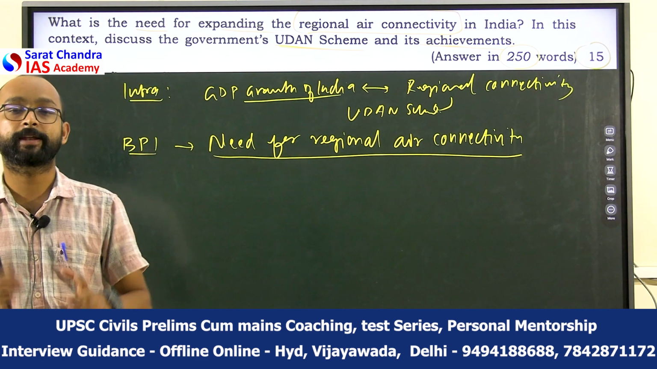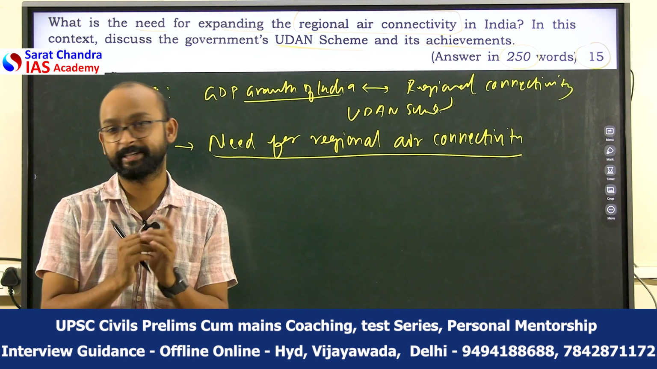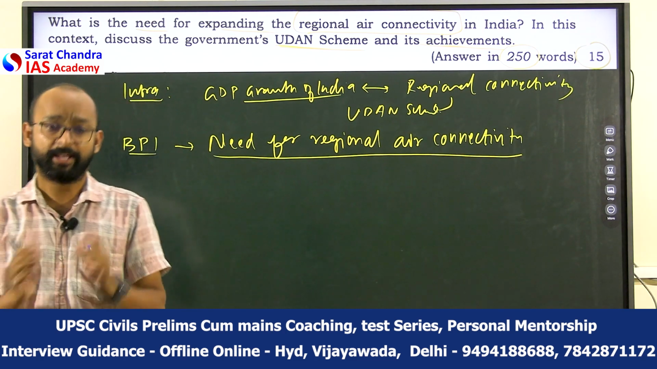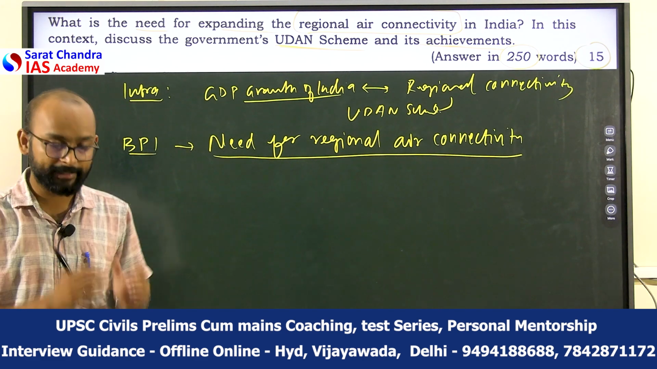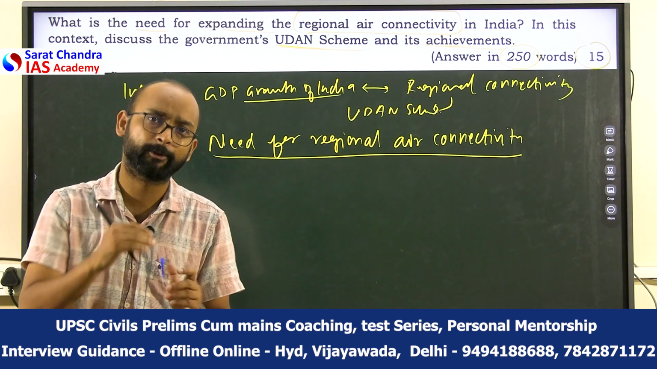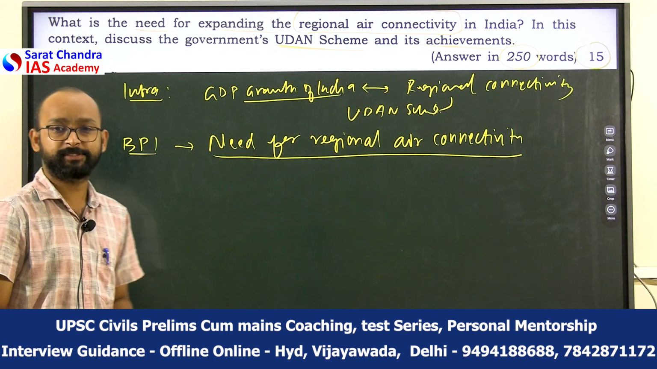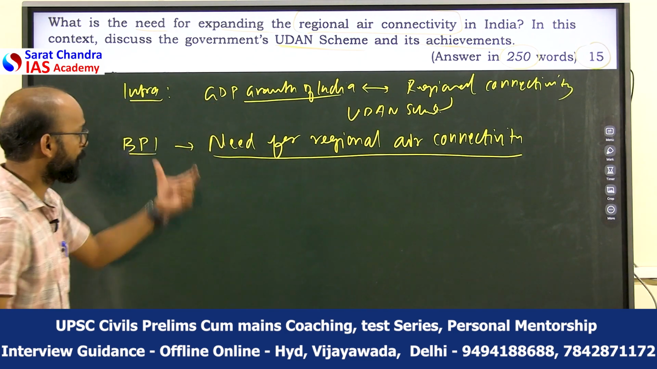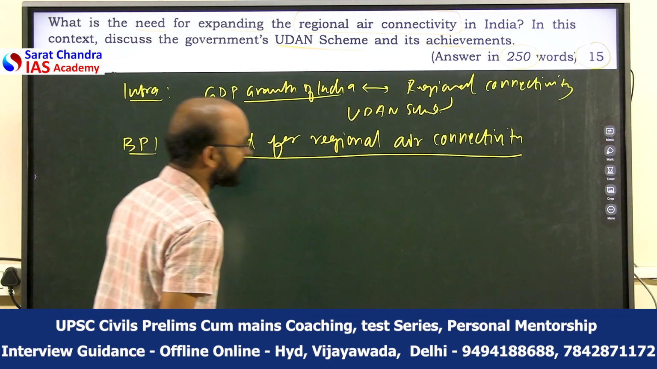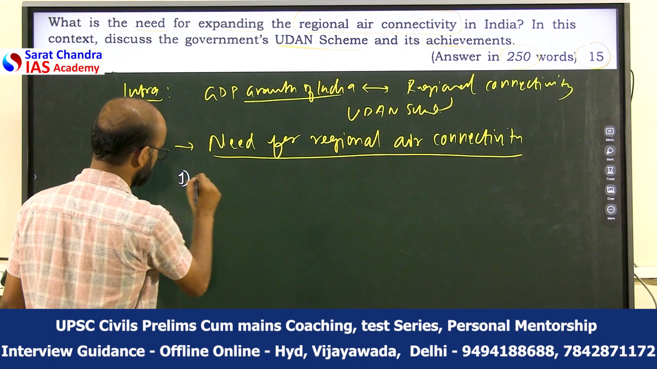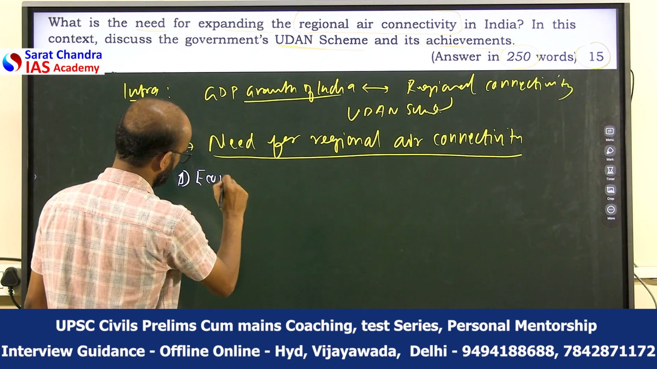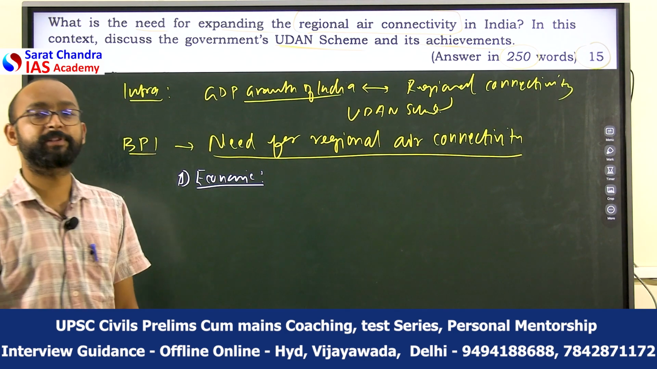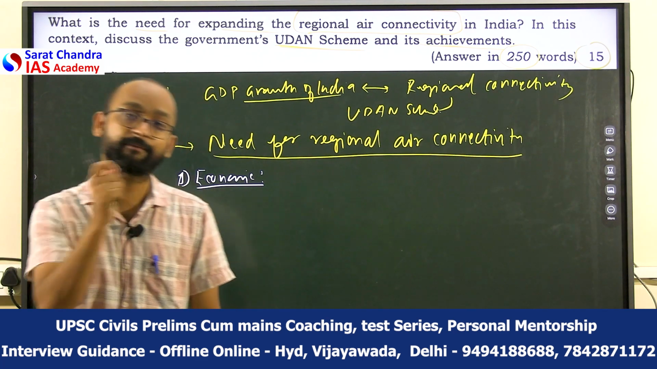The second approach can be the dimensional approach, the GS based approach. You can write the economic need, social need, security point of view need, and disaster management need. Like that also, if you want, you can structure your answer. So let us try to write this particular question, how we can address the need for regional air connectivity. First, let's write the economic dimension.